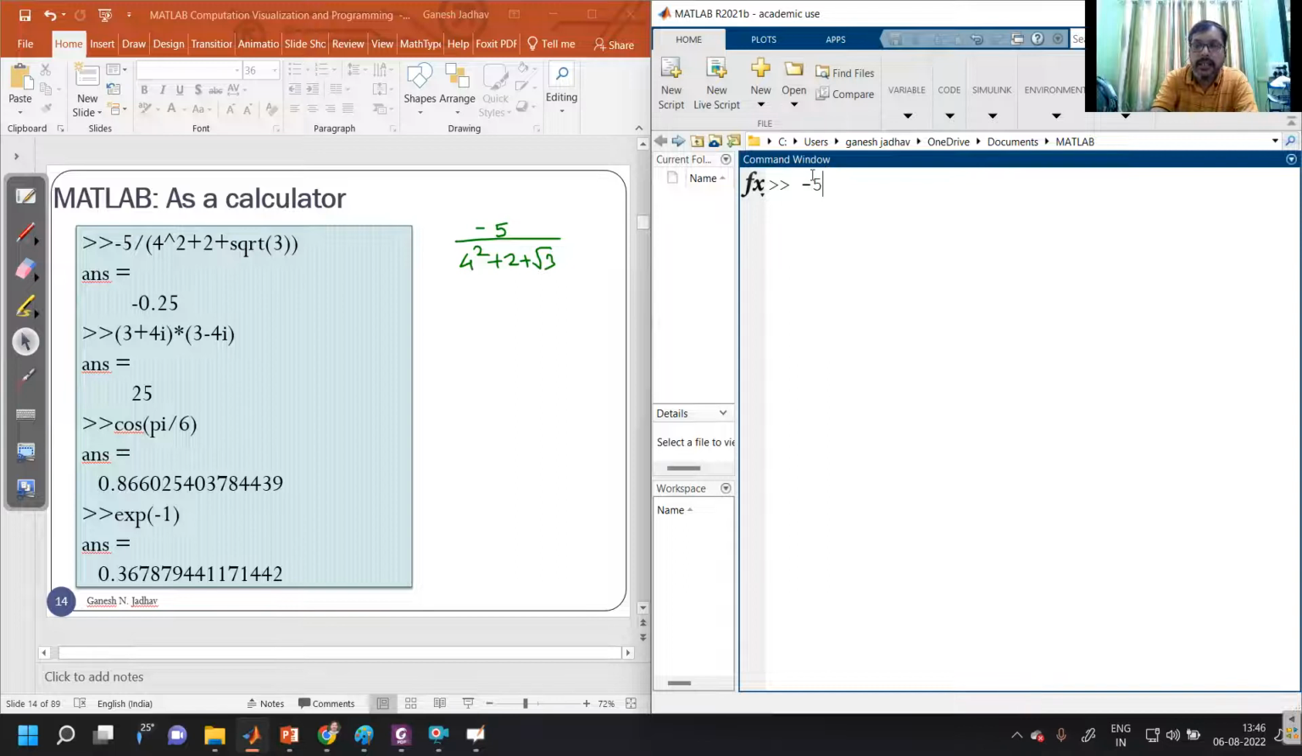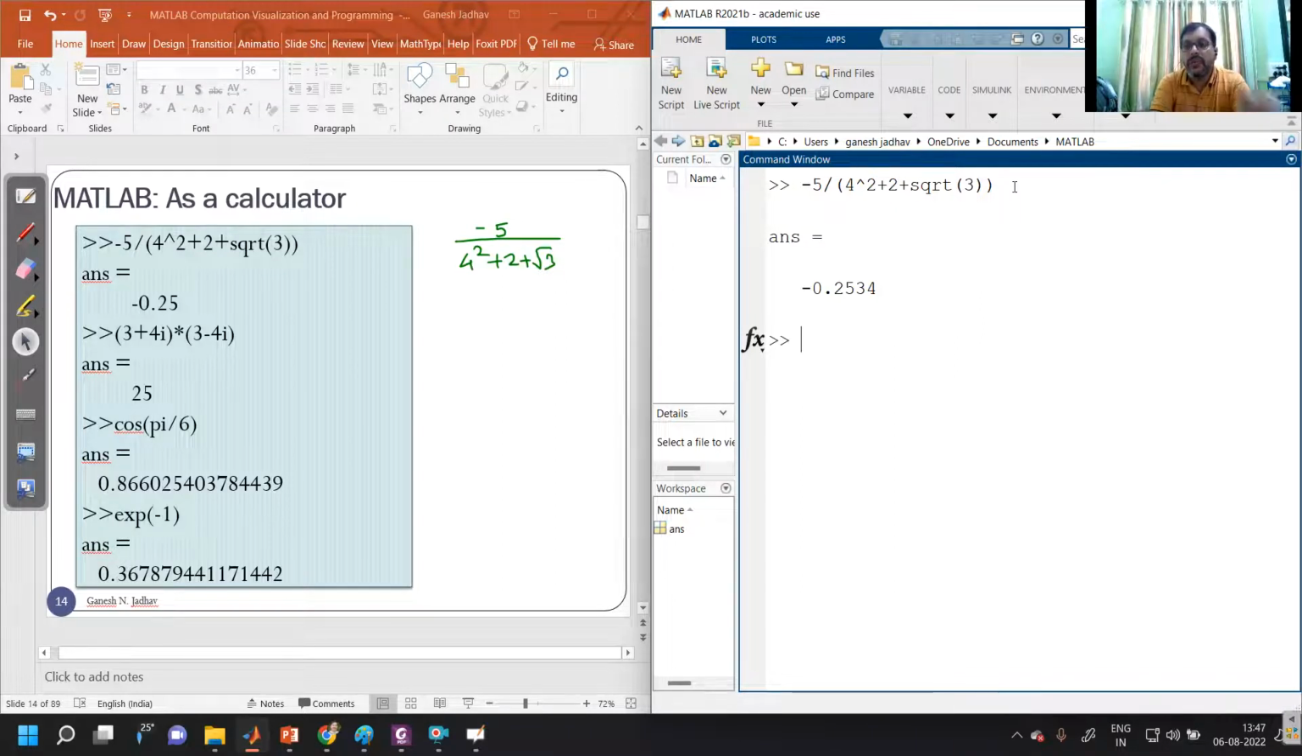So it is minus 5 divided by bracket. Bracketing is very, very important while doing this. The total denominator must be in brackets. So 4 square plus 2 plus, now sqrt, square root is the command, so sqrt of 3. If I enter this, it will display the value. Earlier it was in format bank, so it was displaying 0.52.